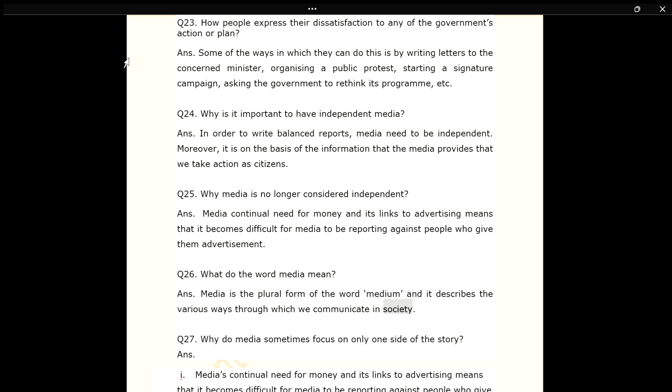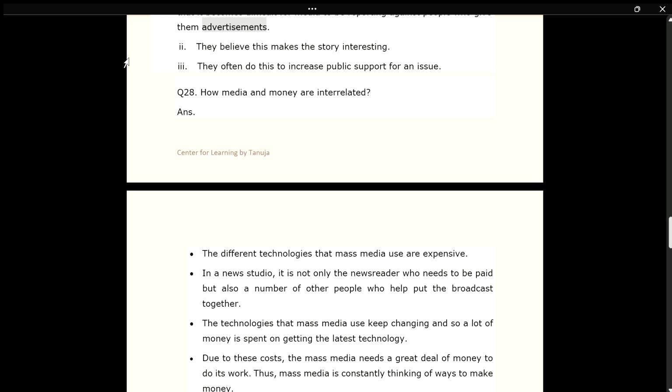Q27. Why does media sometimes focus on only one side of the story? Ans. Media's continual need for money and its links to advertising means that it becomes difficult for media to be reporting against people who give them advertisements. 2. They believe this makes the story interesting. 3. They often do this to increase public support for an issue.